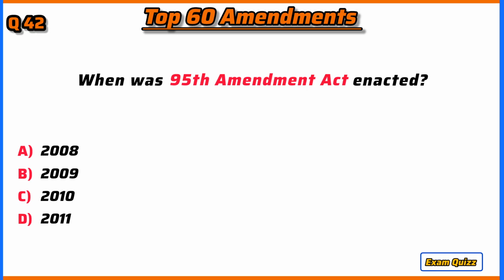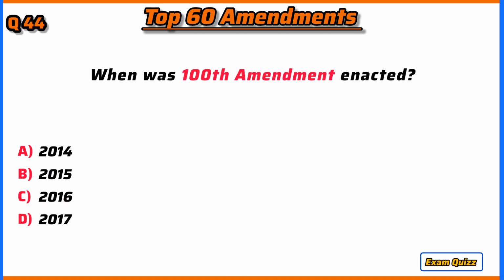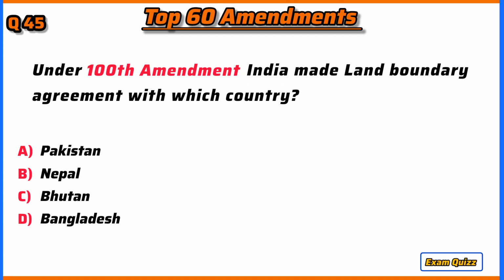When was the 95th Amendment Act enacted? Which Amendment Act granted constitutional status to cooperative societies? When was the 100th Amendment enacted? Under the 100th Amendment, India made a land boundary agreement with which country?